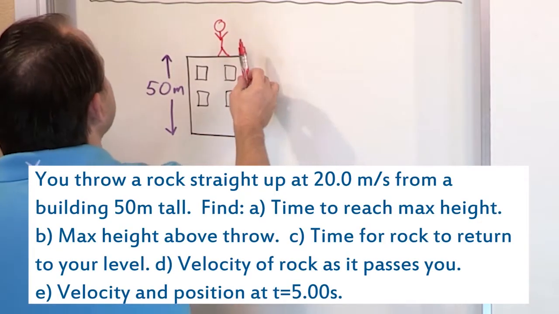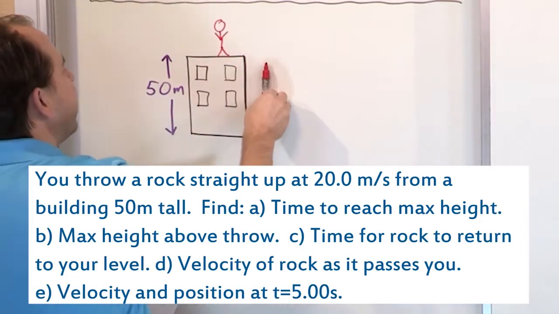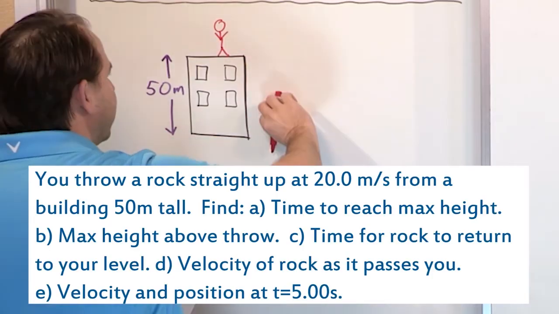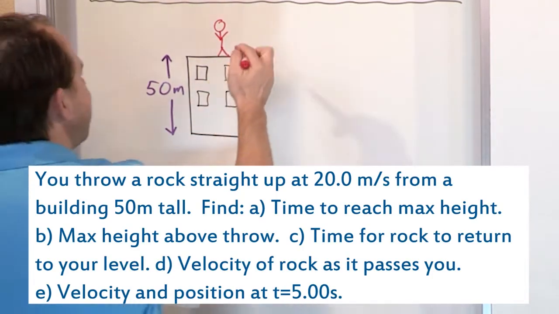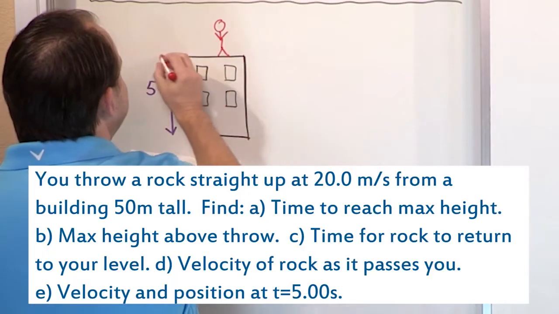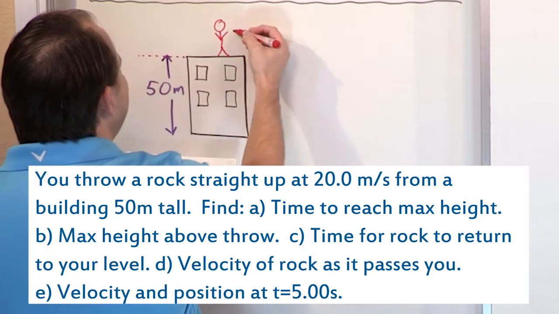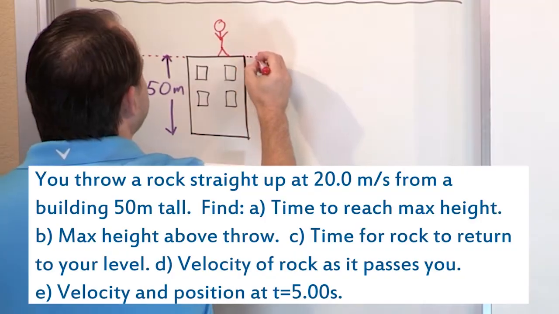And it says we throw the rock straight up. So in reality, we're throwing it straight up. It turns around, or it stops, I should say, and then it comes straight down. But in order to draw it clearly, I'm actually going to draw it like this. We're going to say that this is the throwing level, even though my hands are really up here. This is the throwing level.